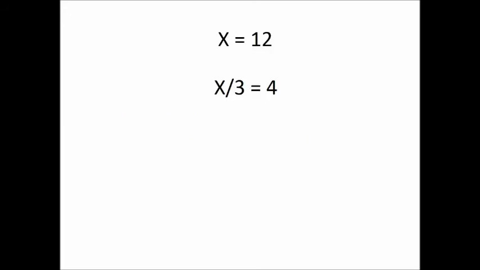So when we're checking our work, we have x equals 12. We put that in for the x, so it's now going to read as 12 over 3 equals 4. Well, let's find out. 12 over 3, so let's see, 3 goes into 12, 3, 6, 9, 12. So 4 times.